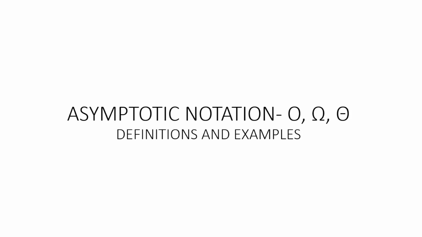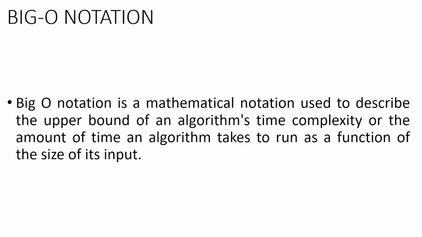In this video, let us take a detailed look into big O, omega and theta notations. Let us start with big O notation. Big O notation is a mathematical notation that is used to describe the upper bound of an algorithm's time complexity. Big O notation describes the worst case scenario of an algorithm.